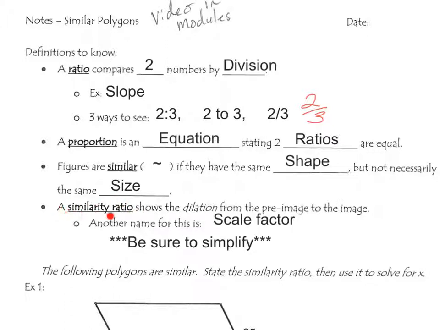So similarity ratios are what these would be. Your fractions are your ratios that show you how big or how small one is compared to the other one. You're also going to hear the term scale factor. These two things mean the exact same thing. And the big thing here is to make sure that we simplify our fractions, and I will go over those calculator steps again as well.